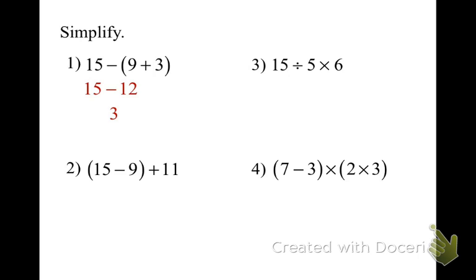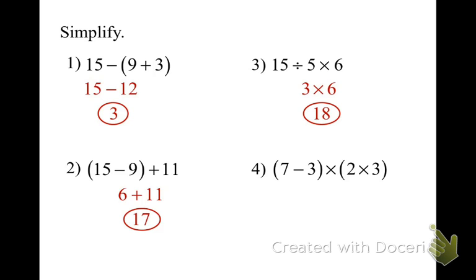Number 2, 15 minus 9 is 6. Plus 11, 17. Number 3, 15. Again, remember we do left to right. So the first thing we see is division. So we're going to do that. Division and multiplication happen at the same time. 15 divided by 5 is 3 times 6, and we get 18. Groups first. 7 minus 3 is 4, and 2 times 3 is 6, which is 24.